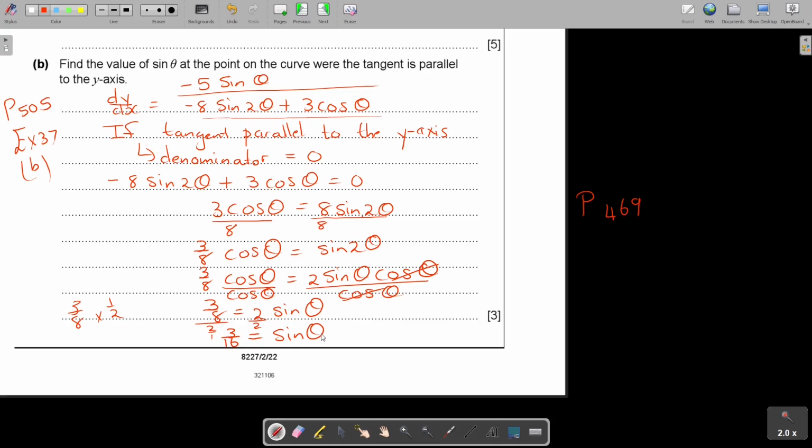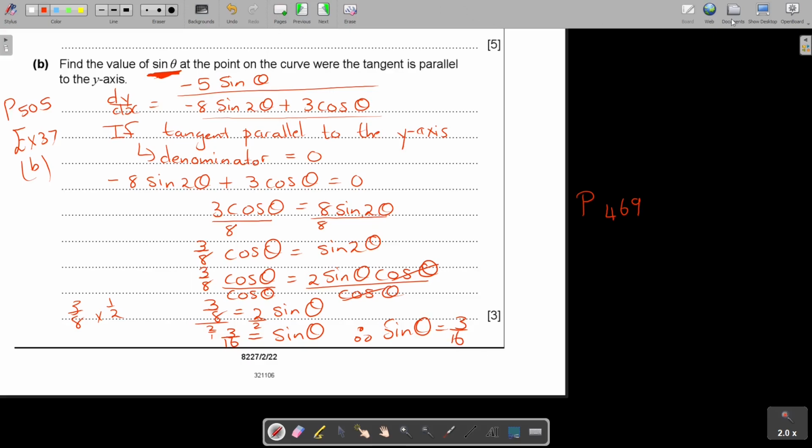Okay. And I think that is that. So let's just see. Sin theta, what was the question? Find the value of sin theta. They didn't want the theta, sin theta. I should have underlined it. So therefore, sin theta, and that's what they want. Don't go further, then it will penalize you.